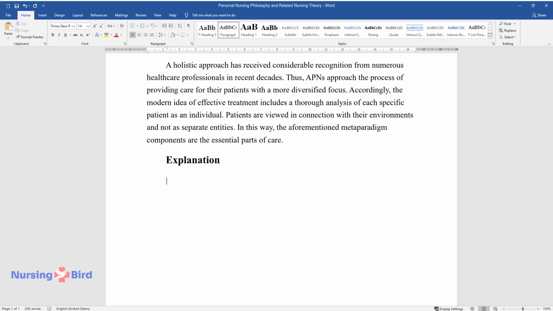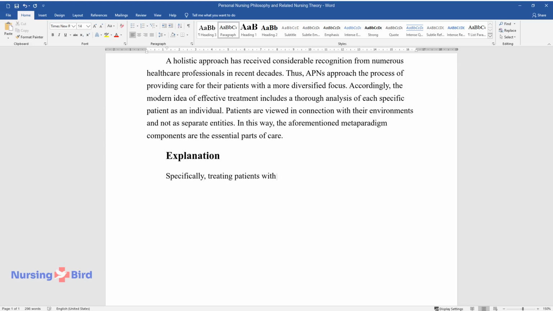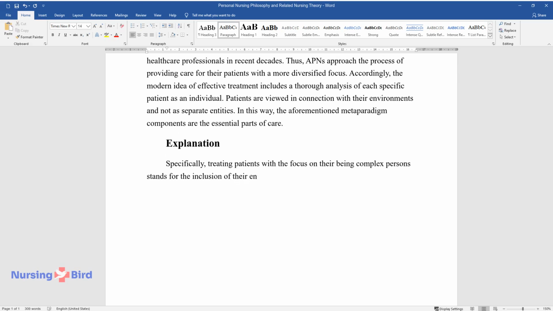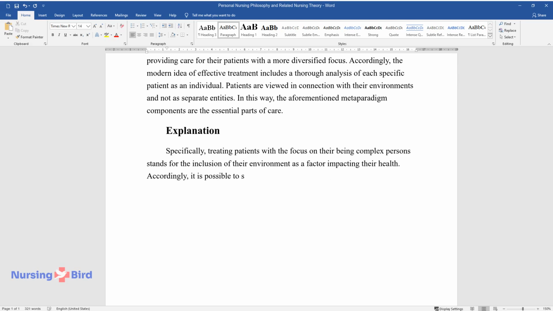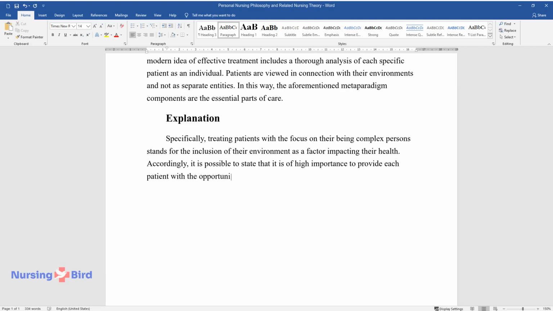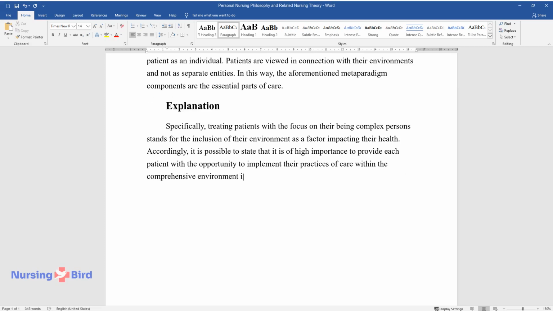Explanation. Specifically, treating patients with the focus on their being complex persons stands for the inclusion of their environment as a factor impacting their health. Accordingly, it is possible to state that it is of high importance to provide each patient with the opportunity to implement their practices of care within the comprehensive environment in which he or she lives.